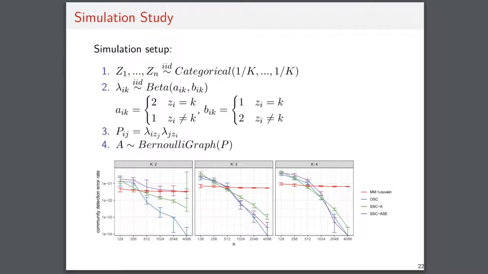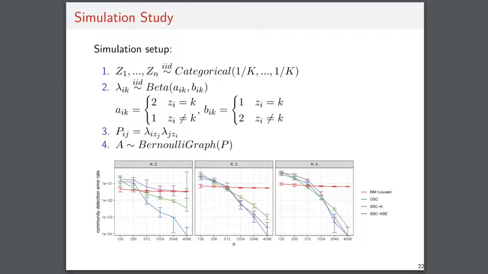Here, the red curve is modularity maximization using the Louvain algorithm, which circumvents embedding and dimensionality altogether. Blue is our orthogonal spectral clustering algorithm. Green is sparse subspace clustering as implemented by Noroozi et al. And purple is our version of sparse subspace clustering on the adjacency spectral embedding.